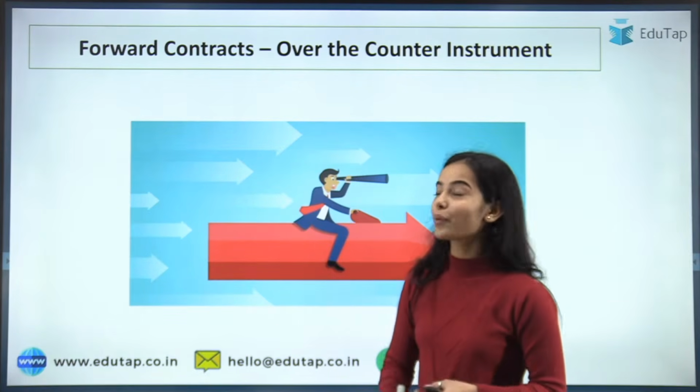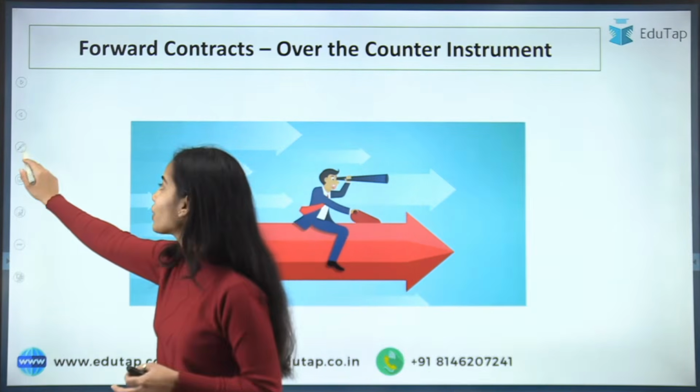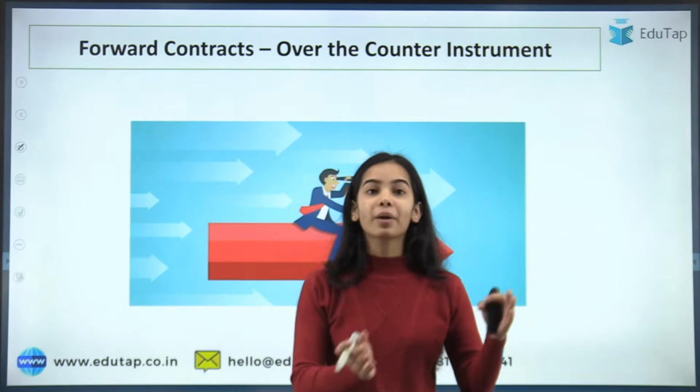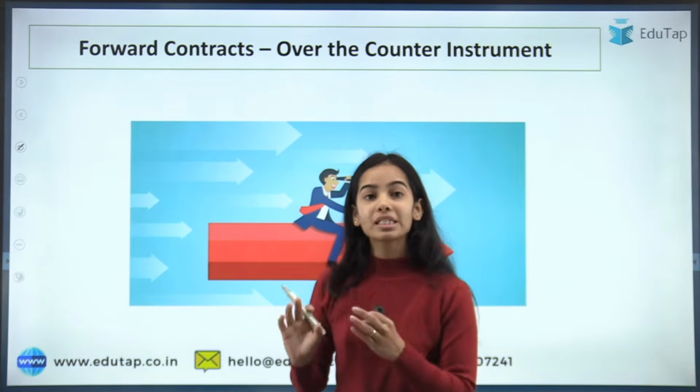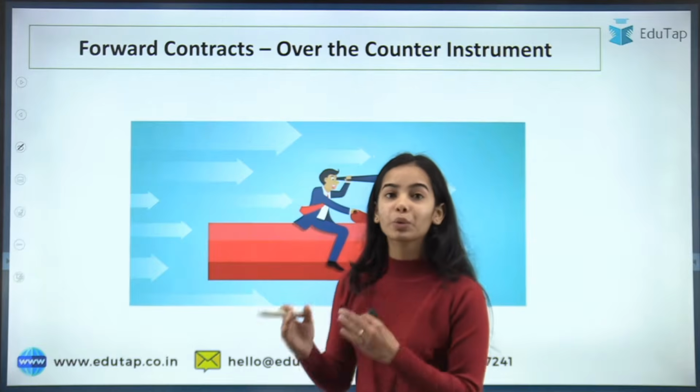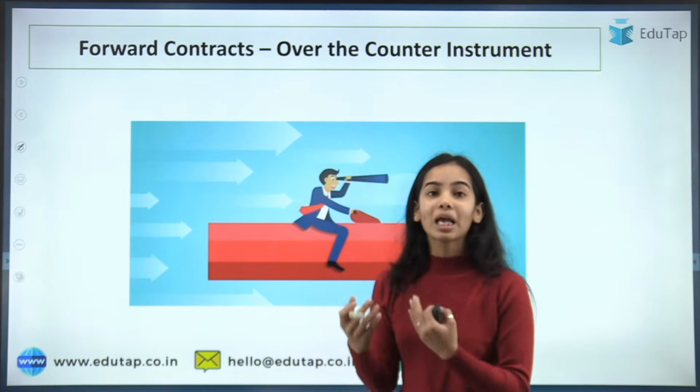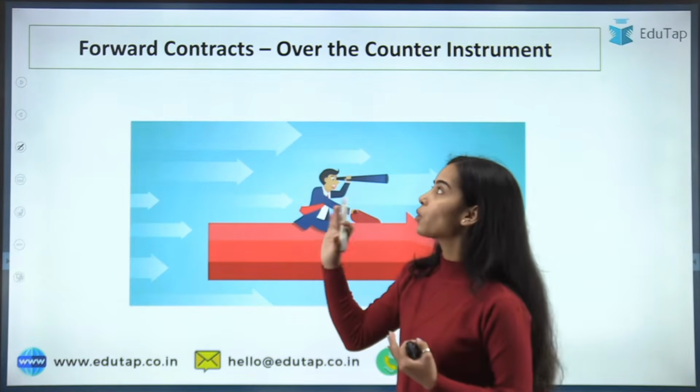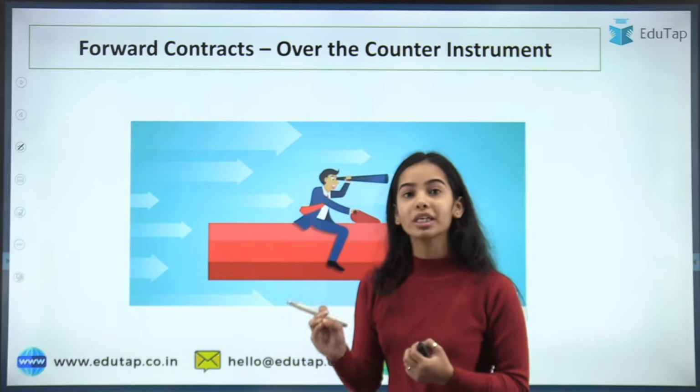So in today's session, we are going to discuss forward contracts. We have already discussed in our previous session the basics of financial derivatives, and from today we are starting with the types of financial derivatives, that is the forward contracts, which is an over-the-counter instrument.